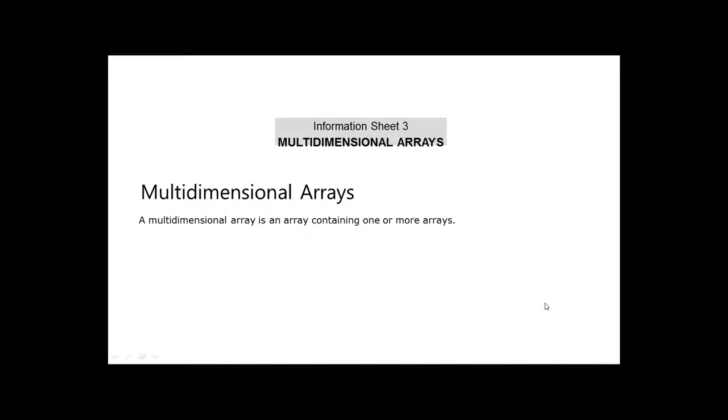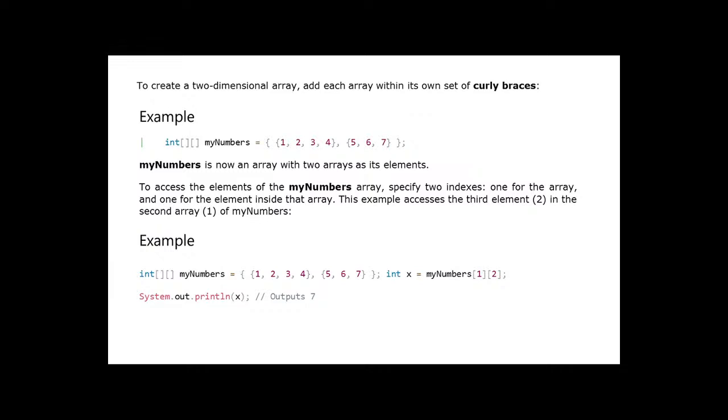So next we have multidimensional arrays. So multidimensional arrays are an array containing one or more arrays. Example, to create a two-dimensional array, add each array within its own set of curly braces. So example, we have this. Duha na ang index diri. Then that means we have an array of arrays. So meaning, ang sulod sa array is arrays.